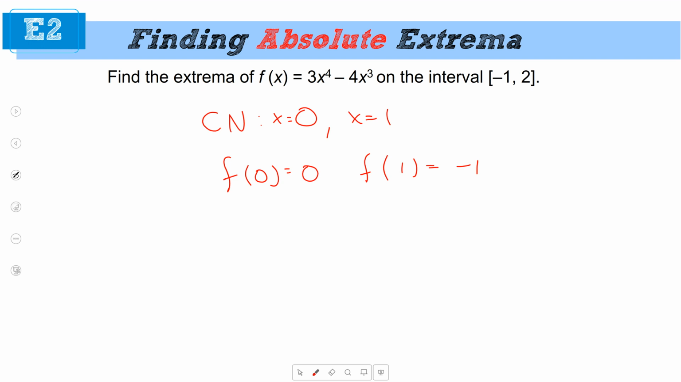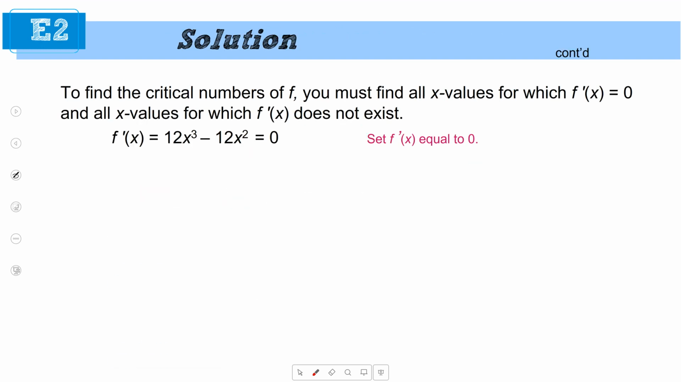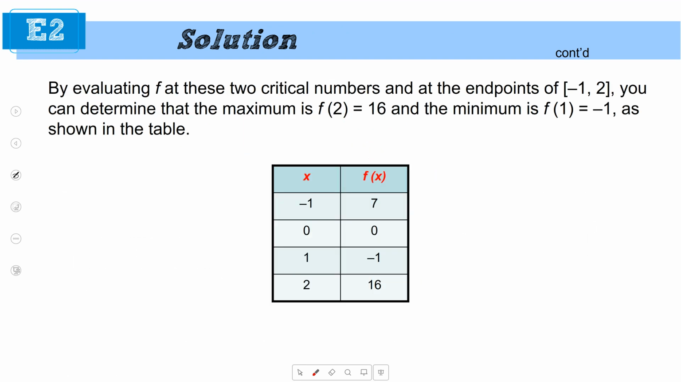Because we're talking about absolutes, we have to take two other things into account, and that is the endpoints. We already did the critical numbers, the 0 and the 1, but now we need to look at the endpoints. When you're looking for absolute extrema, you want to put things into a T-chart to help organize your data. So I threw everything into a T-chart. Mine's a little fancier than you would probably do. Negative 1 and 2 are my endpoints. 0 and 1 are my critical numbers. And the right column has all the y values.